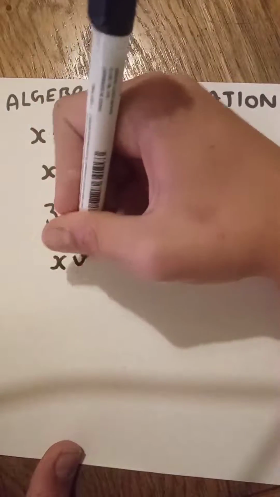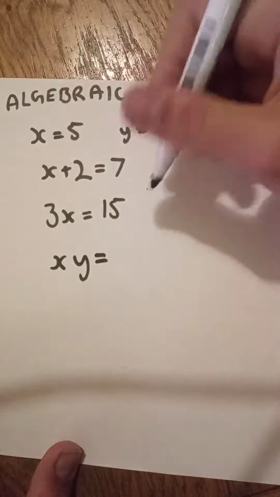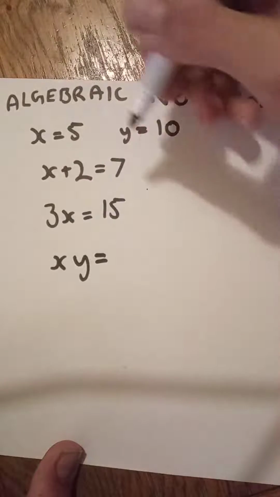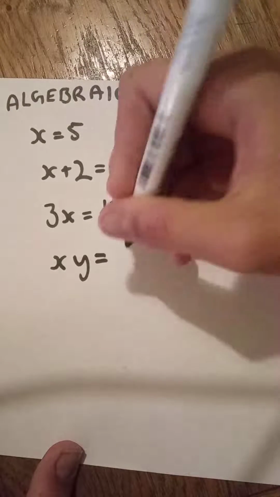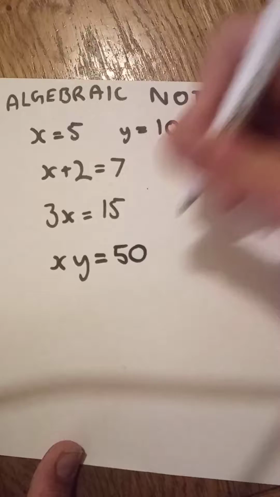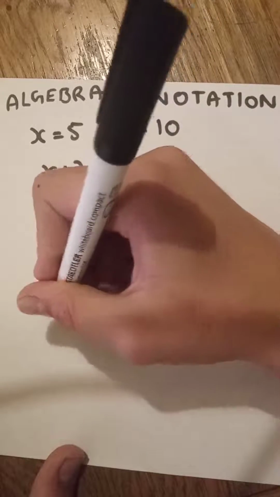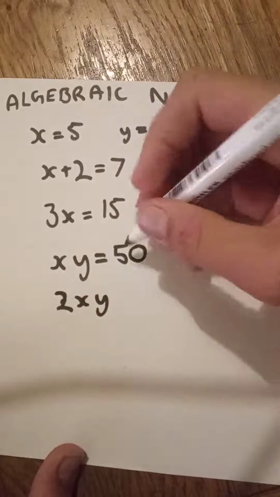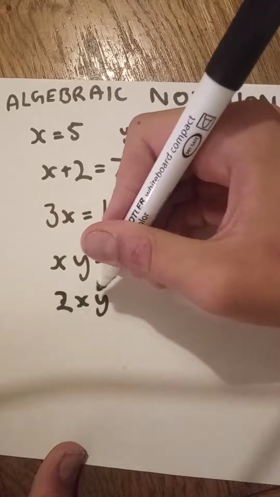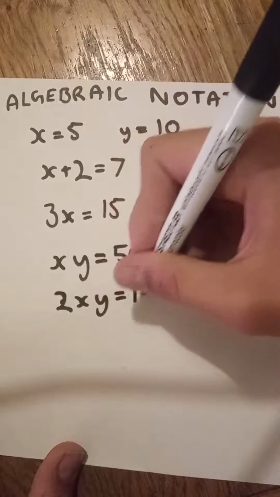If we have xy, remember this is multiplication, we would do 5 times 10, which gives us 50. If we had 2xy, all we would do is 2 times x times y, which gives us 100.